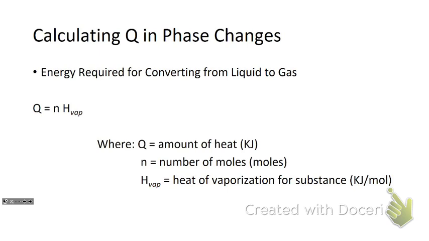And so this is going from liquid to a gas, so we're going to be using our heat of vaporization. It's pretty much the same formula, except we have heat of vaporization instead of heat of fusion. So the only thing that is changing between the two formulas is the heat of vaporization and the heat of fusion.